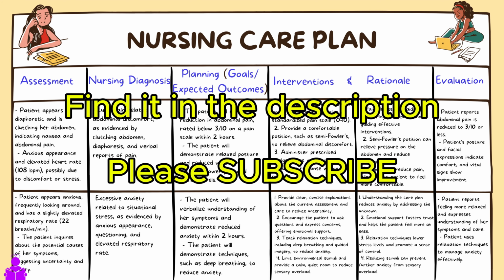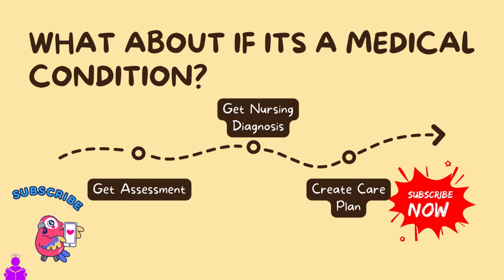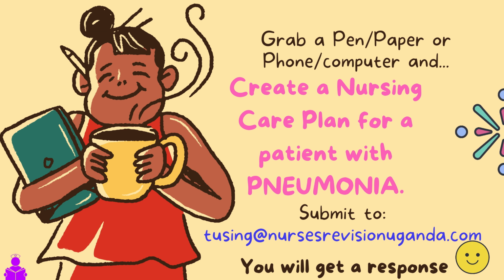And then finally, that is how a nursing care plan is going to look like, with the assessment column, nursing diagnosis, planning, interventions and their rationale, plus evaluation. So you might be asking, what about if it's a medical condition? It is exactly the same process that we shall follow.